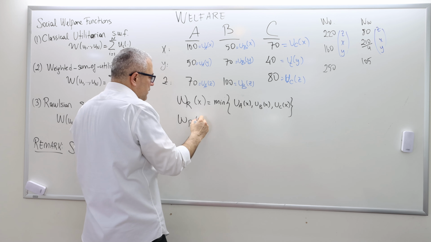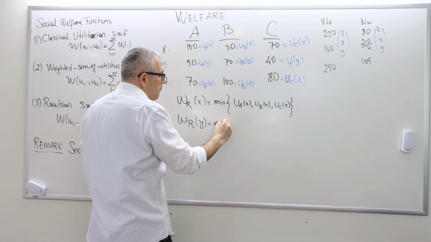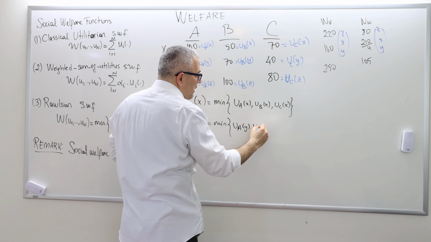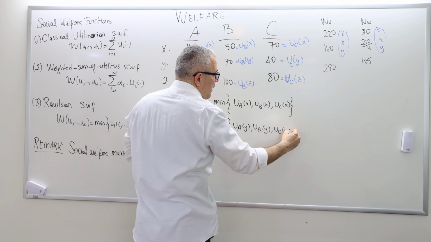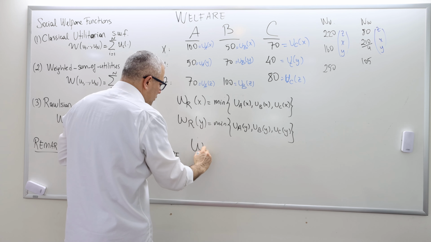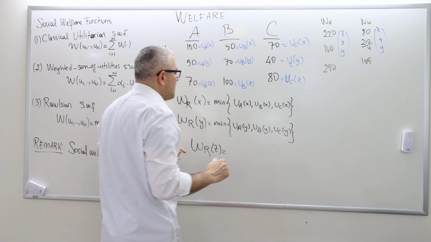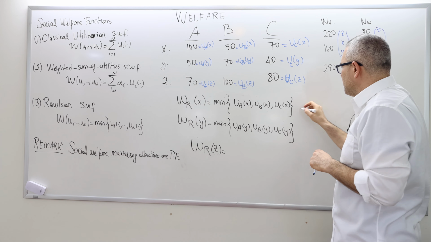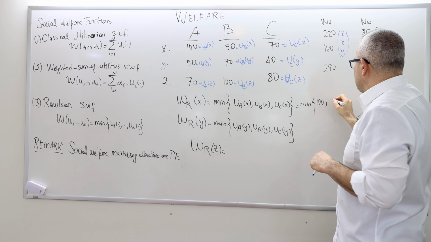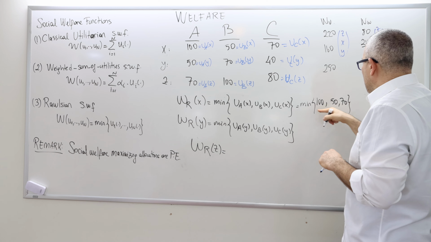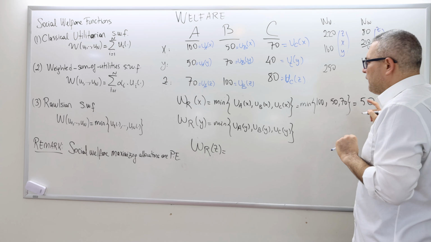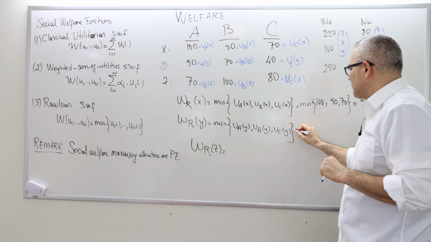The Rawlsian social value for Y is the minimum value of UAY, UBY, and then UCY. All right, so you get the point. So I'm not going to write it for WRZ. I'll just write the numbers. So what is UAX? It's 100. So this is equal to the minimum of 100, 50, and then 70. So obviously the smallest one is 50. So the utility value for X will be 50 according to the Rawlsian social welfare function.